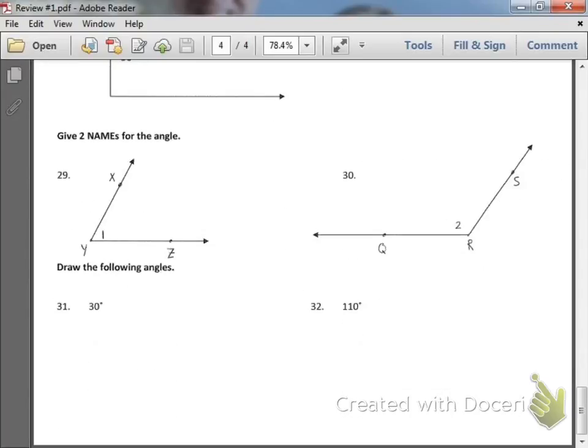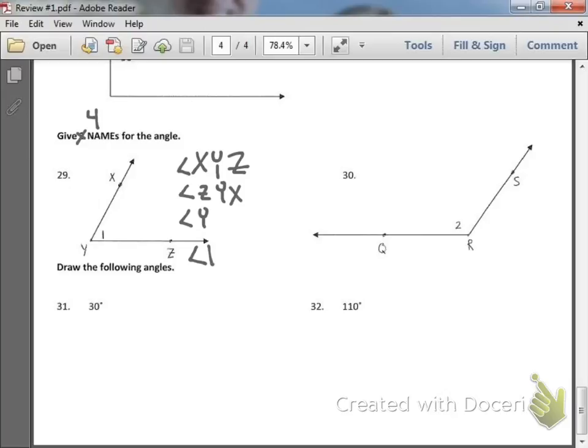Alright, just a few more. Now, 29 and 30, the directions say give 2 names. There's actually 4 possible names, and I want you to give me all of them. So does anyone know one of them? Angle XYZ, good. And then ZYX. And then you can go the other way, ZYX, great. And then just Y, good. And there's one more.